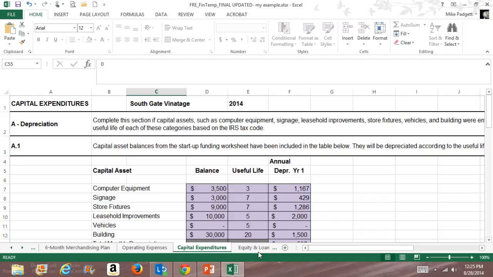And capital expenditures is how much cash has been invested in the company, and you're going to need to know that. And it takes your startup assets and depreciates them for you for the first year, and then you have to enter the amounts per month by taking the depreciated value and dividing it by 12 months. And all assets need to be depreciated because they lose value each year, and once they lose value, they're worth nothing to the company.